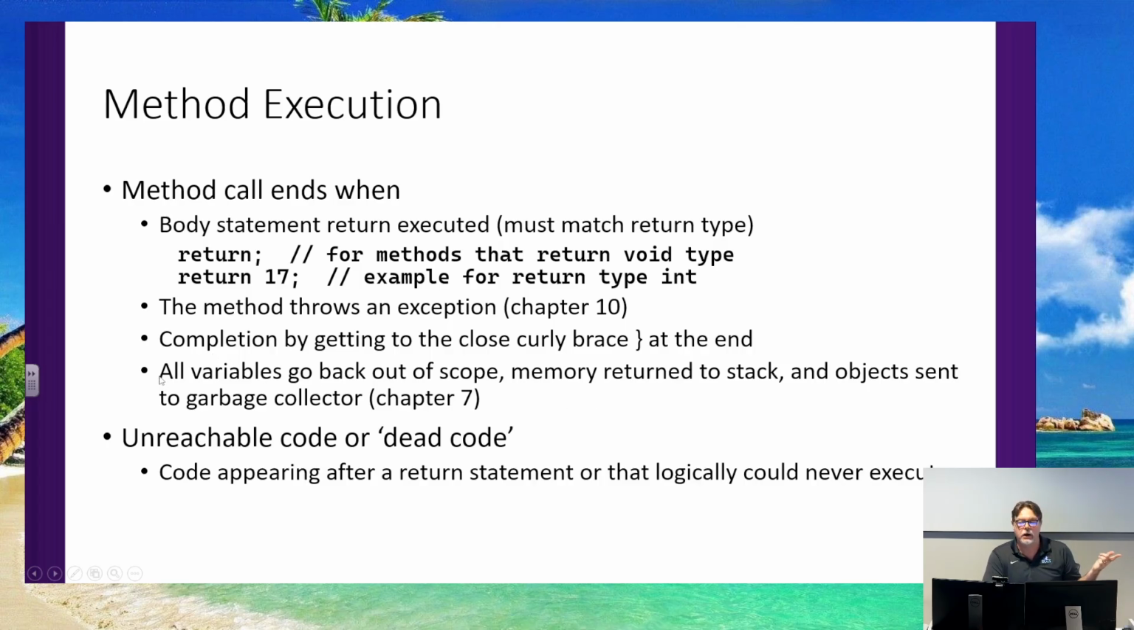So this bears mentioning what happens when we hit the end of a method, through a return, through an exception, through a closed curly brace. All of the things that were on the stack, all the variable names that were reserved and the compiler was ready for you to use, the variables go out of scope. The memory held by those variable allocations is returned to the stack, and objects are sent to the garbage collector. So how does that happen?